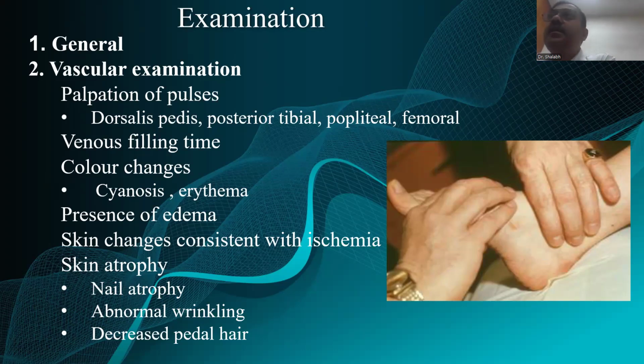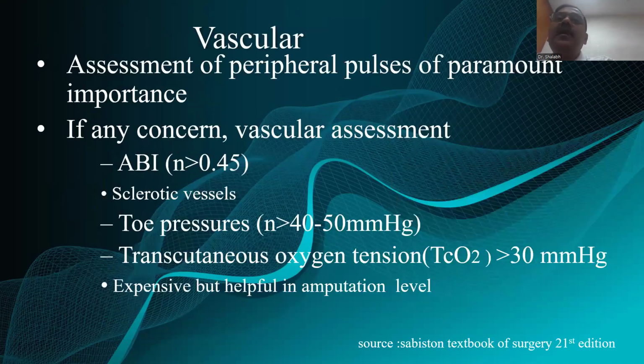A very significant sign is the loss of hair in the feet. That suggests that the vascular compromise is now becoming significant. So this is how we assess vascular compromise, and we do a vascular assessment if the patient has significant ischemia and may require surgery.